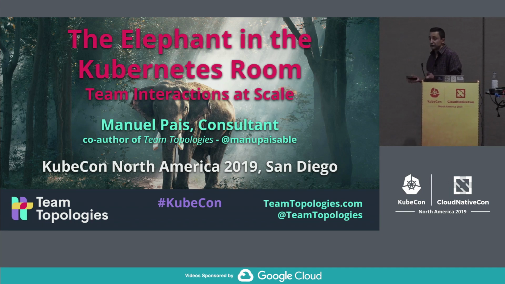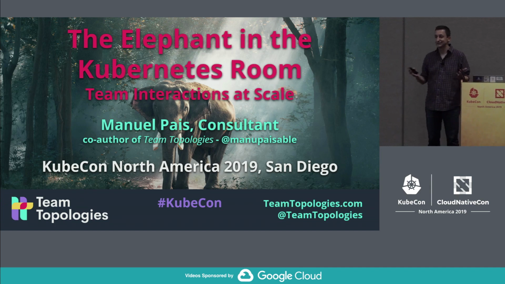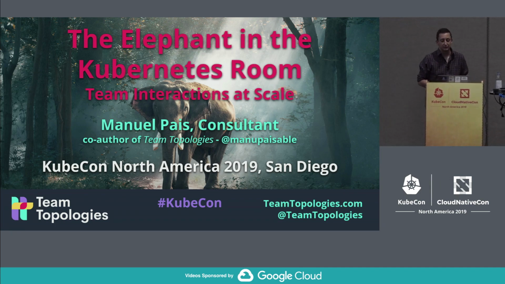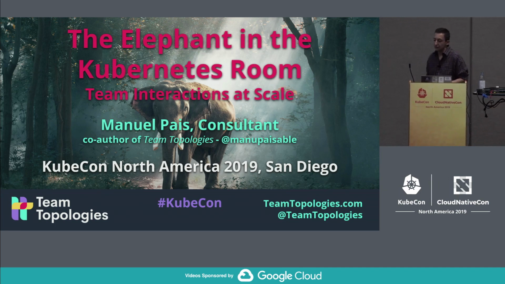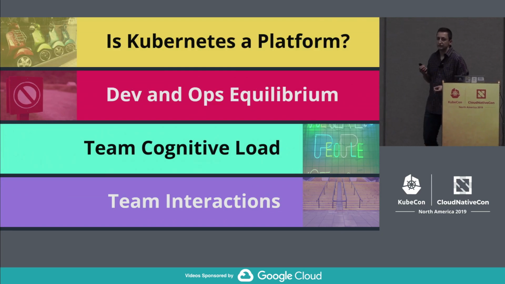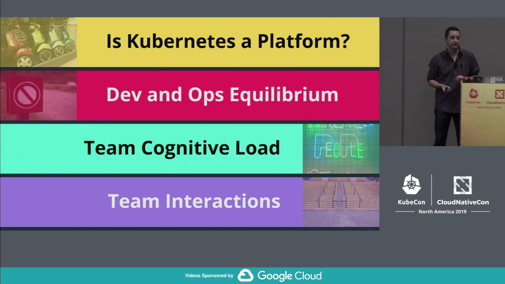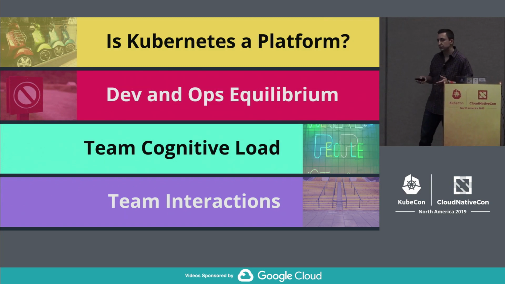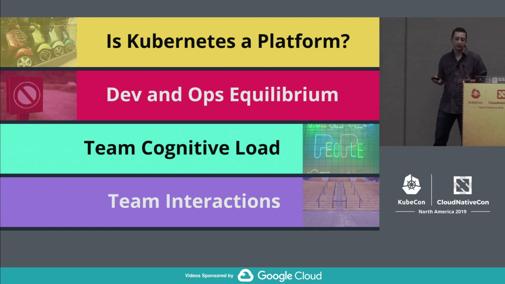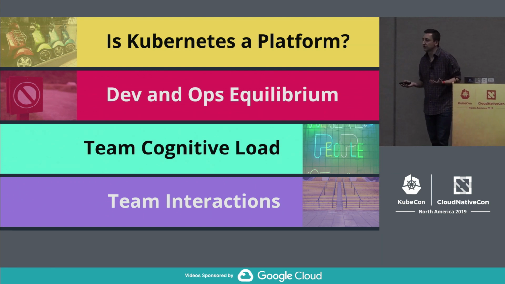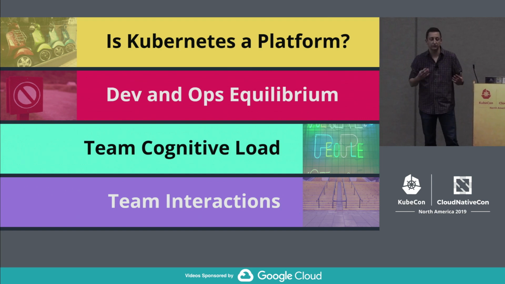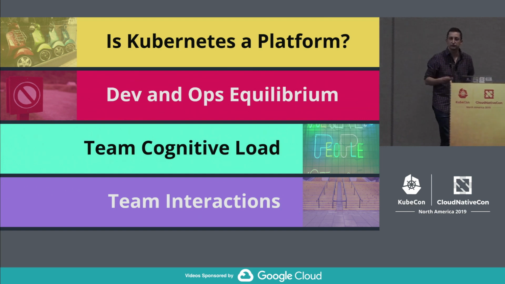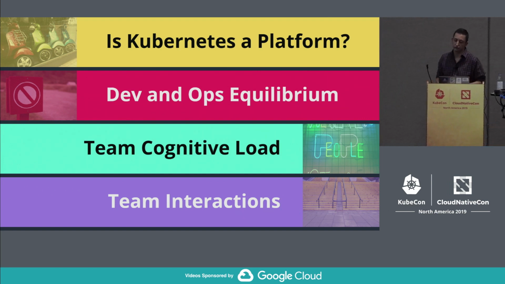So in this talk, you're not going to get any technical insights. I'm sorry if that's what you're looking for, but I guess not. I'm going to talk a little bit about whether Kubernetes is really a platform. Then we'll look a little bit at the history of DevOps and this kind of equilibrium. We'll see what team cognitive load is and why it matters in this context. And finally, we'll look at some healthy team interactions and more explicit ways that teams can think about how they interact with each other.